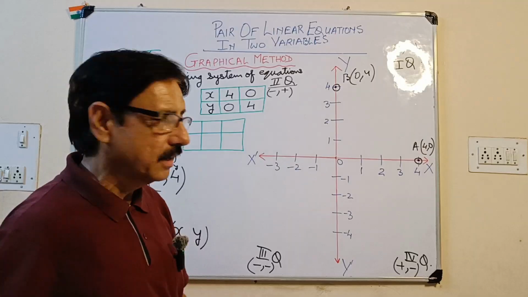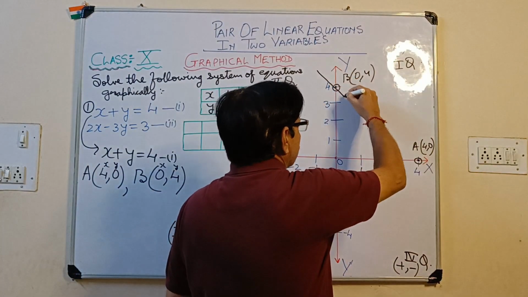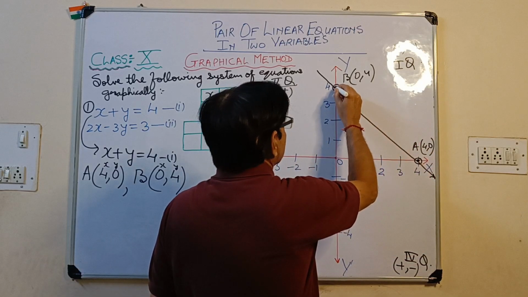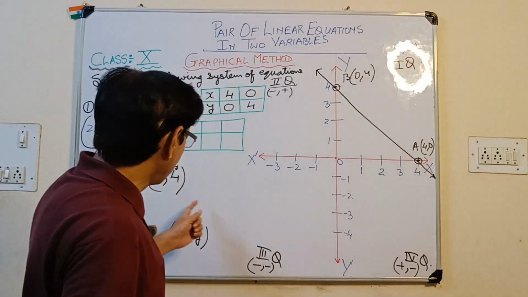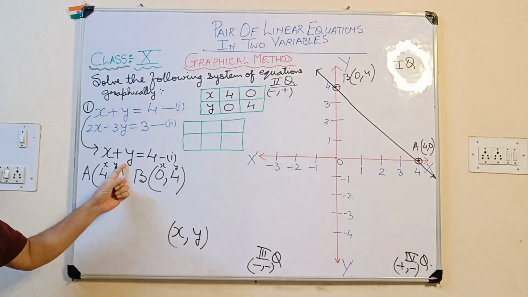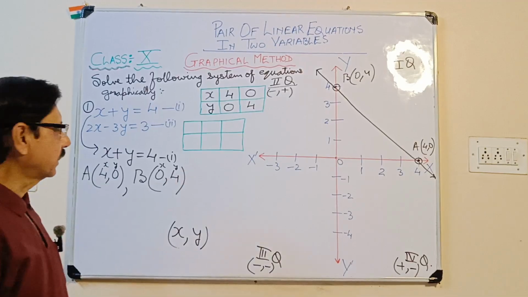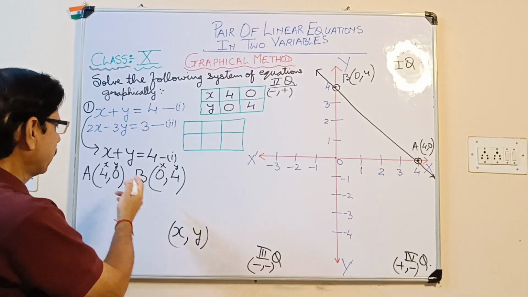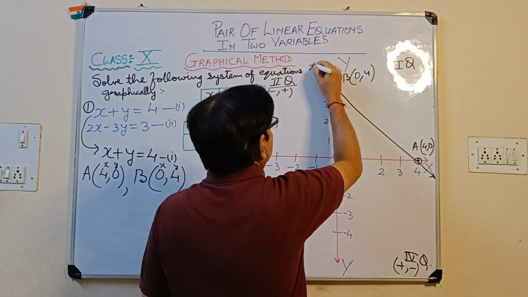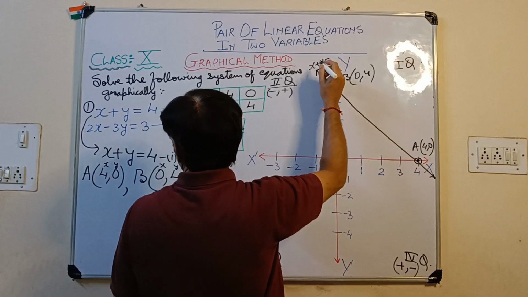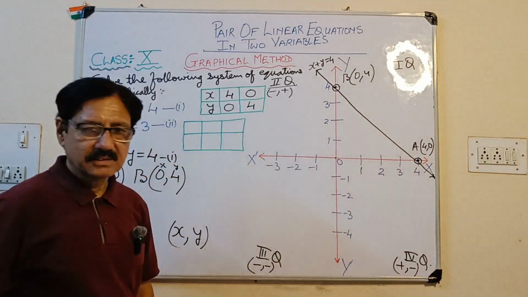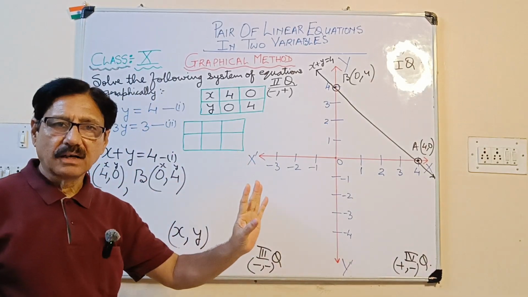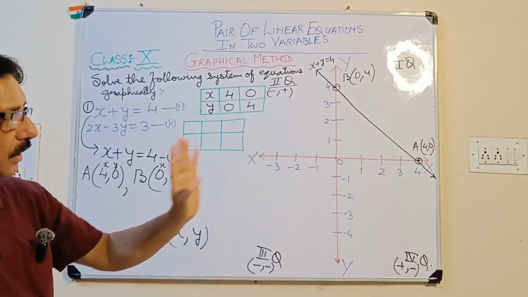Then using your scale, here I am doing it freehand, but with your scale you can join these two points you have marked. And whatever the equation of the first line is, write that on the line. At the top or bottom, wherever you get space, you can write it. So here I am writing x plus y equals 4. This is the line. So the graph of the first equation we have already marked on the graph paper, and you are getting the line.